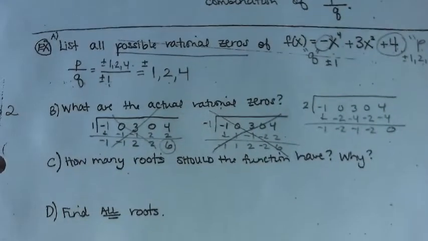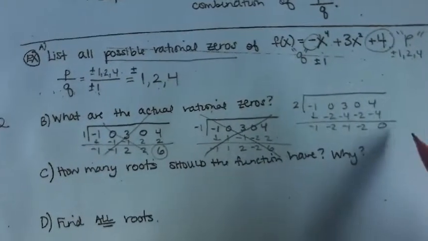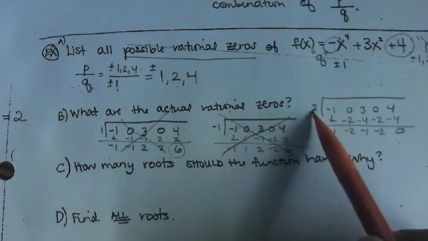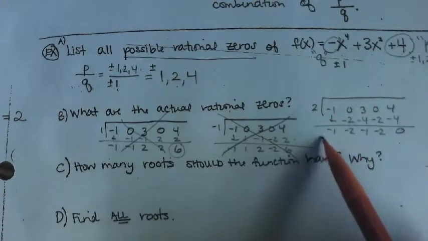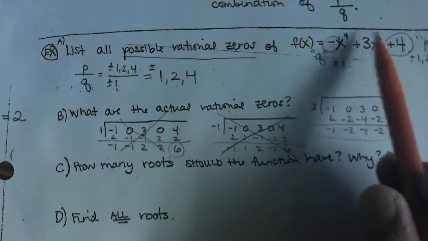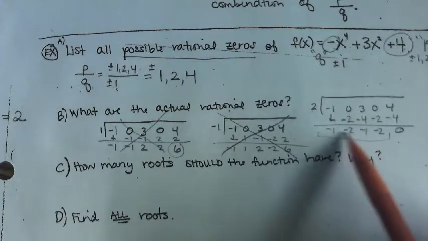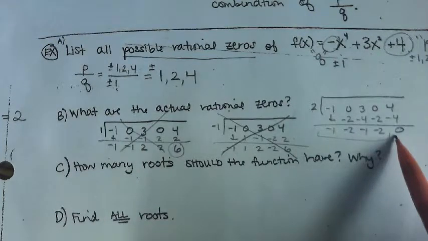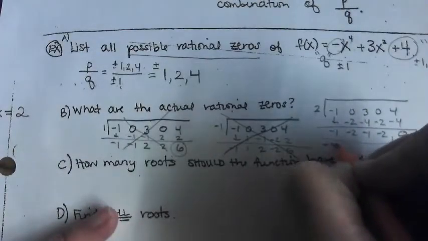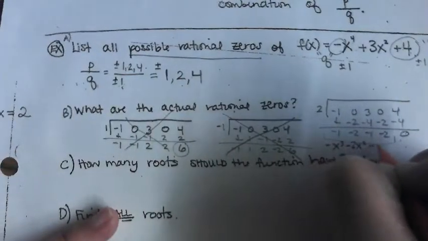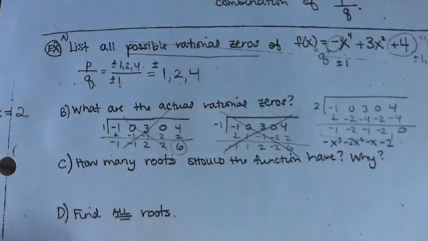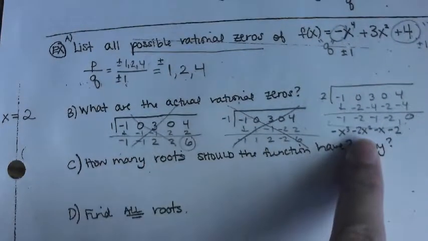What is the maximum number of actual rational zeros that I might have? The maximum number I could have is 4. Now, once you find 1, now I can knock down my polynomial. It was a 4th degree polynomial, so when I divide that out, it becomes what degree of a polynomial? 3rd. So this is now negative x cubed minus 2x squared minus x minus 2. And I'm going to continue my testing from there. Does that make sense?